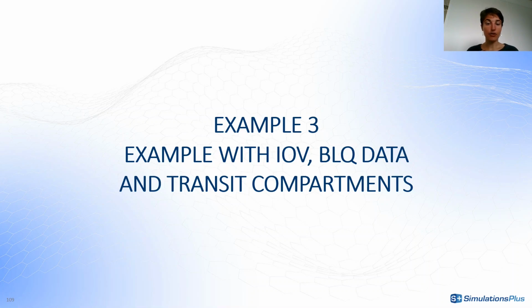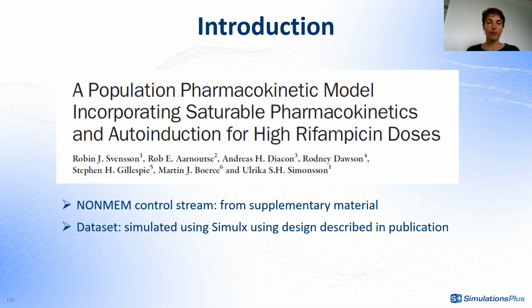And now in the third one, I'm going to show you some more specific features that I could not cover in the first 2 examples, in particular inter-occasion variability, BLQ data, and transit compartments. For the third example, I have taken it from this publication on rifampicin. I found the Nonmem control stream in the supplementary material, and I have again simulated the data with Simulx.